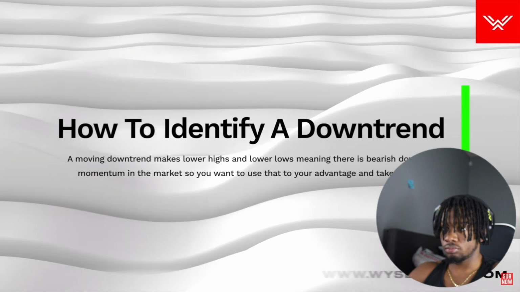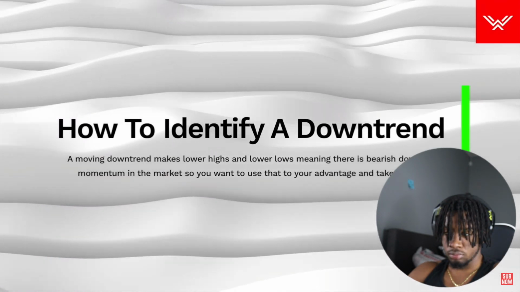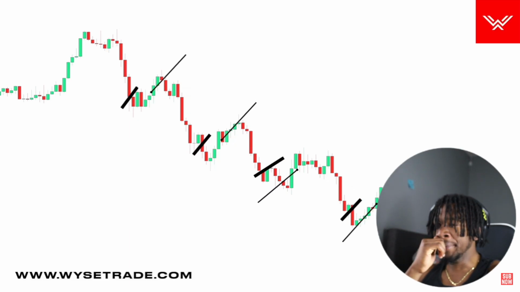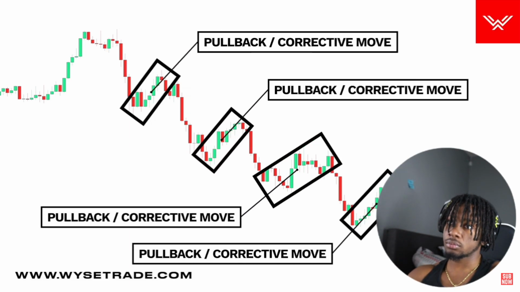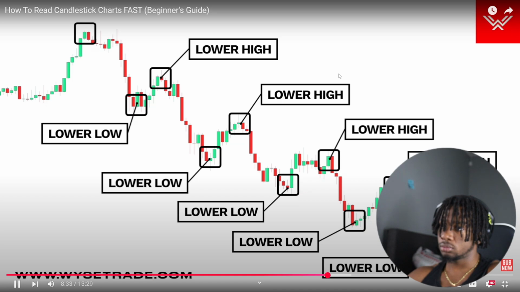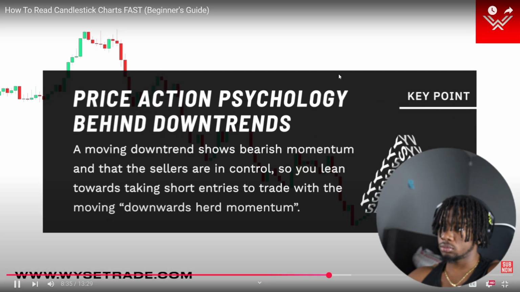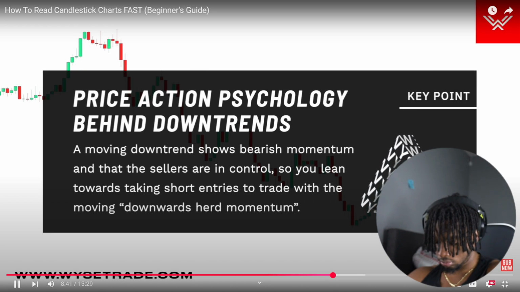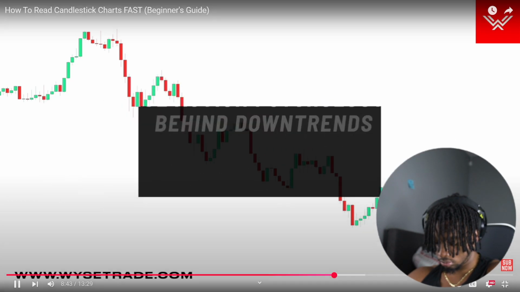So, how do you identify a downtrend? You have your runs here and your pullbacks here, which means a downtrend makes lower highs and lower lows. From a price action standpoint, a moving downtrend shows bearish momentum and that the sellers are in control. So you lean towards taking short entries to trade with the moving downwards herd momentum.